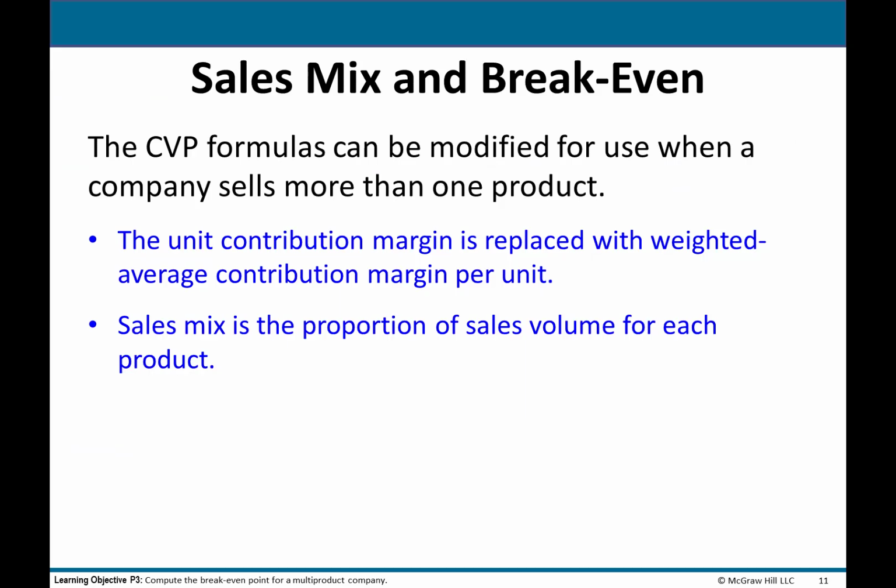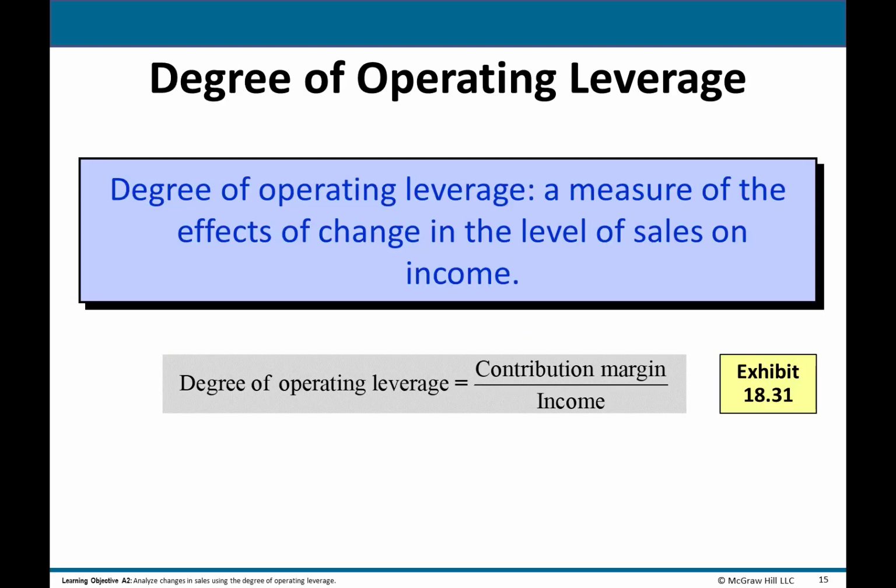A couple of other new things we'll talk about today are the sales mix and what happens with break-even points when we sell more than one product. We'll replace our normal contribution margin with a weighted average contribution margin. We'll probably just jump into an exercise and work on one step by step. And the last item we'll focus on today is the degree of operating leverage. We have a lot to do, so let's get started.